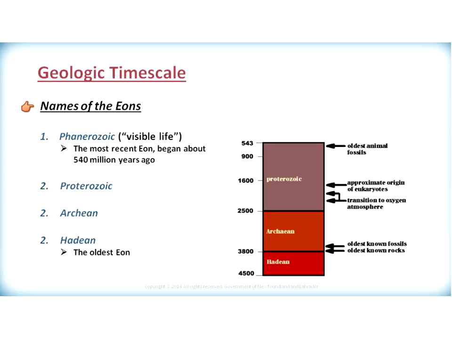The names of the eons are as follows. The Phanerozoic represents the most recent eon, and it began approximately 540 million years ago, and this is the evidence of the very first visible life in the rock record. Precambrian time, which is represented as number 2 here, is divided into three different eons, the oldest being the Hadean, followed by the Archean, and followed by the Proterozoic.